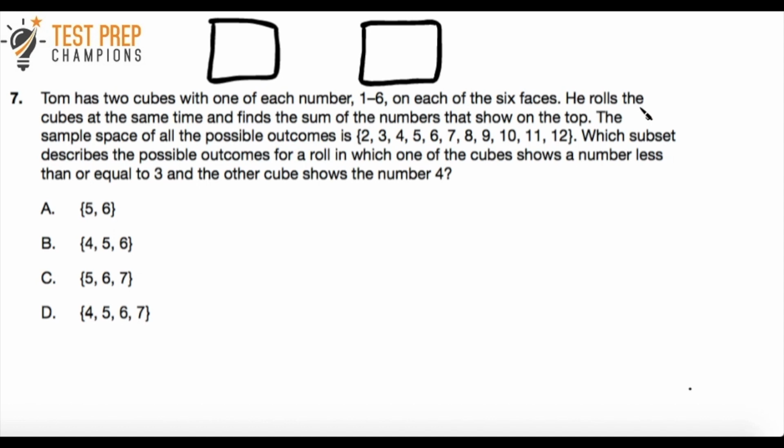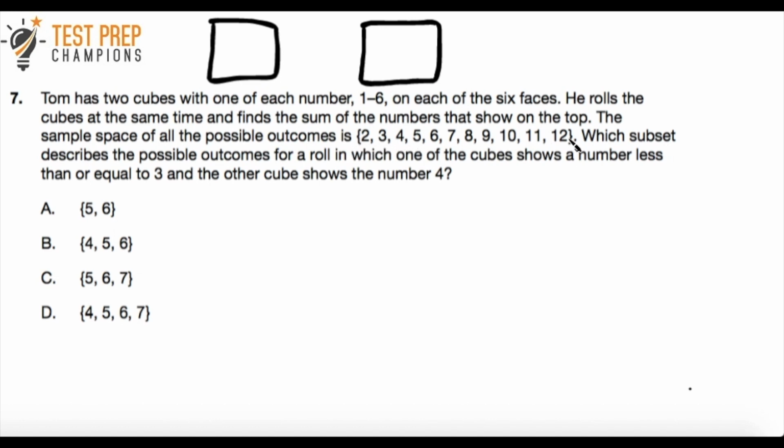So basically, he rolls 2 cubes at the same time, and then he adds them up. So let's say you roll 1 die, and then you roll the other die, and then whatever you get on the first die, like if you get a 2, and on the second die you get a 3, then he's just adding those numbers up, right? So that's basically what's going on here. So the sample space of all possible outcomes is all of these numbers here.